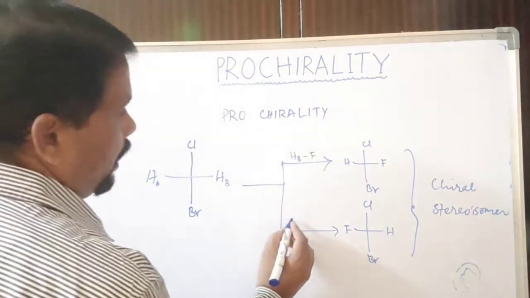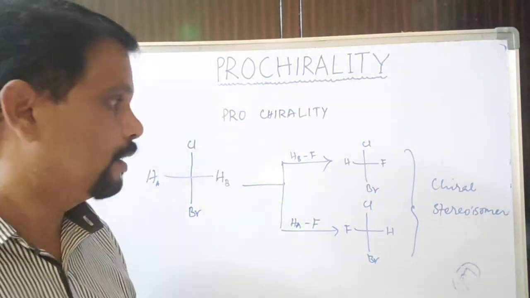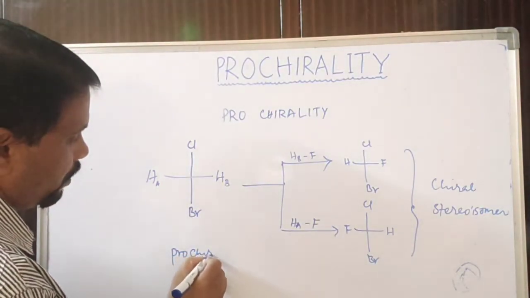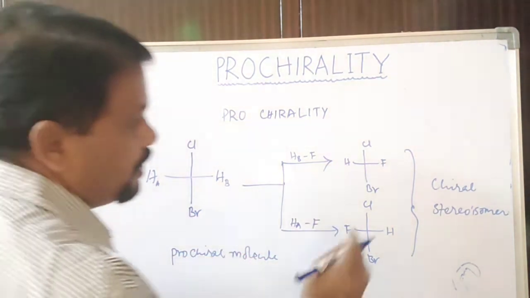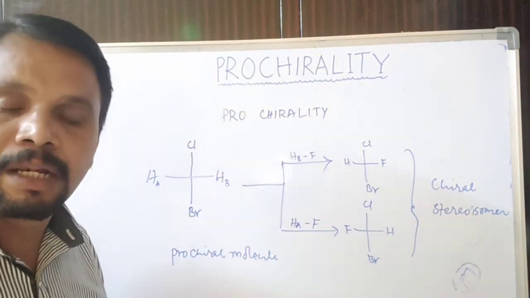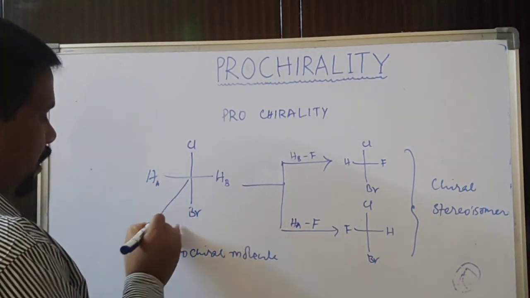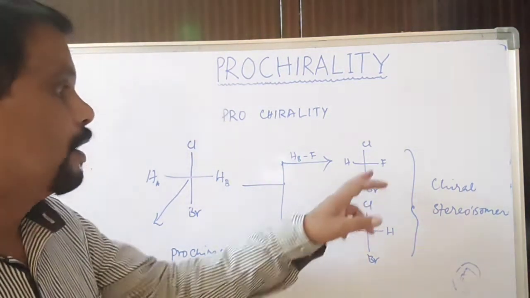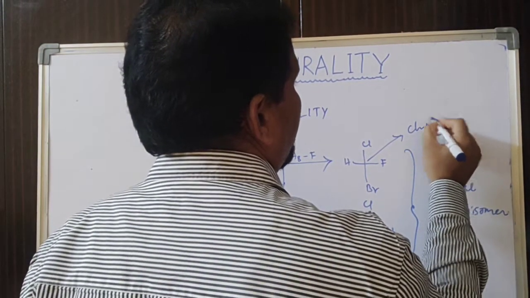Here, Ha is replaced with fluorine. This starting molecule is considered a prochiral molecule. These two are chiral stereoisomers, whereas this starting material is considered a prochiral molecule. This center is considered a prochiral center. What about these? These two are chiral centers.